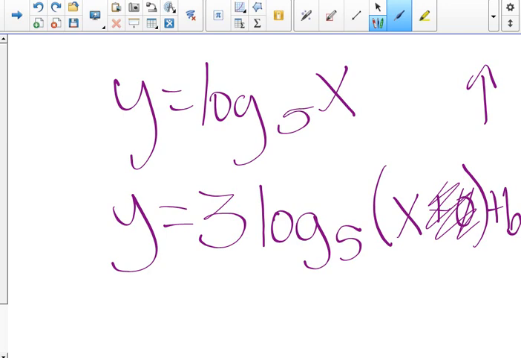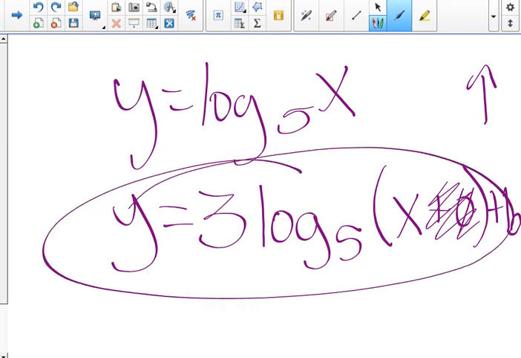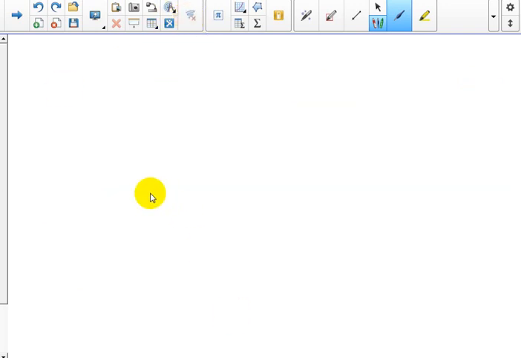And remember, to reflect, what do we do? How would I reflect this one if I was reflecting it? Where would the negative sign go? In front of the 3. But we're not reflecting that one, so leave that one alone. Do 18, and then we're done. Okay.